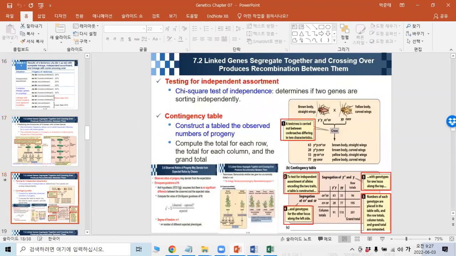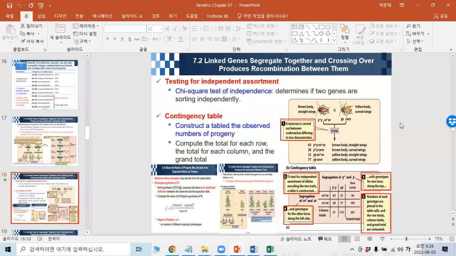Okay, now this one is very important. Testing independent assortment, we can use the chi-square test of independence. The chi-square test of independence determines if two genes are sorting independently. Important: in the final term exam, you have to solve this question.